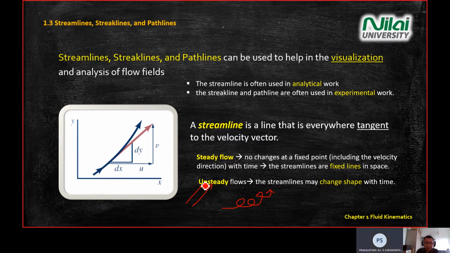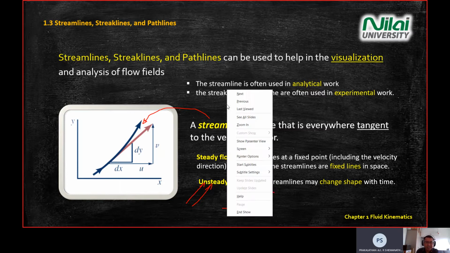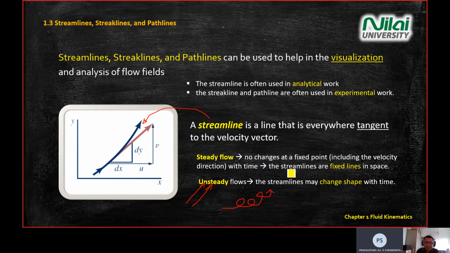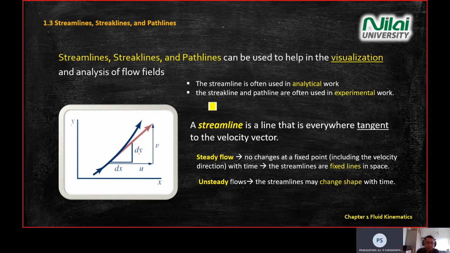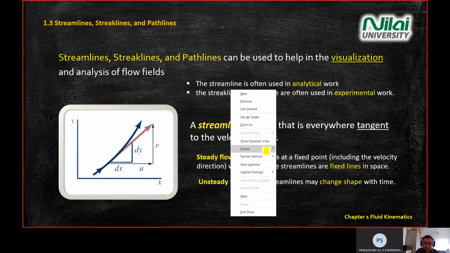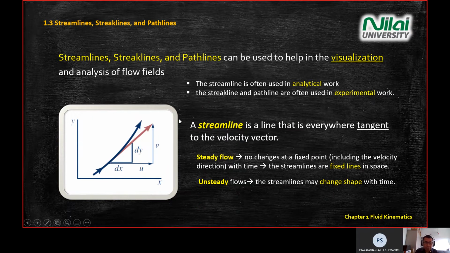The streamline is the red color line. No, streamline is blue color. Oh, okay. Streamline is blue color. Okay. Yeah, streamline. Oh. Streamline is the blue color.